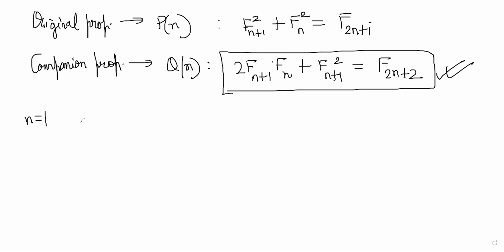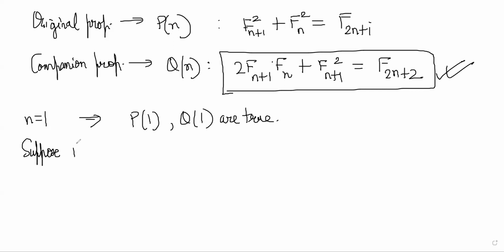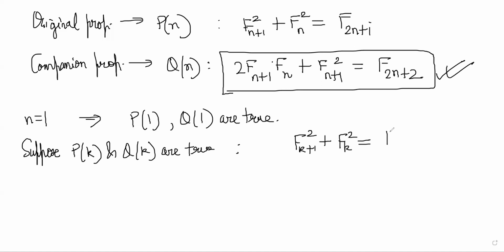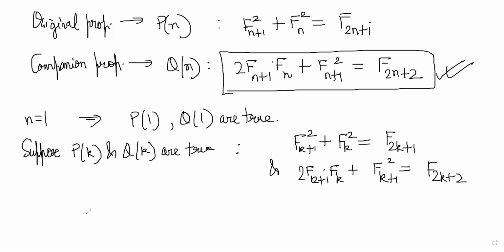So when n is equal to 1, it is easy to show that p of 1 and q of 1 are true. You can confirm that yourself. That is obvious. Now we'll suppose p of k and q of k are true. So what does that mean? That means f of k plus 1 squared plus f of k squared is equal to f of 2k plus 1. And we also know that 2 times f of k plus 1 into f of k plus f of k plus 1 whole squared is equal to f of 2k plus 2, right?